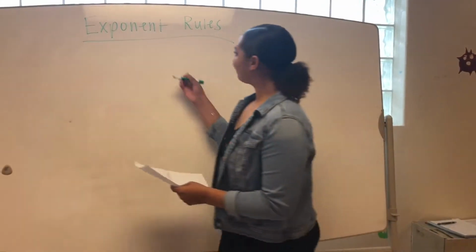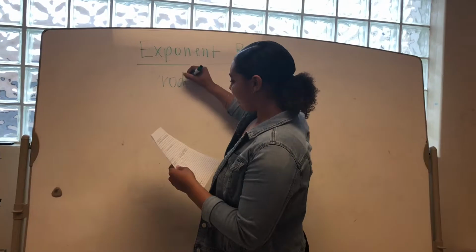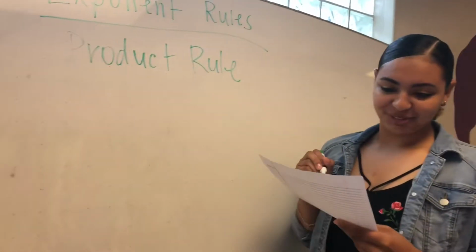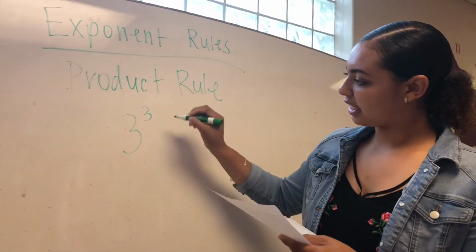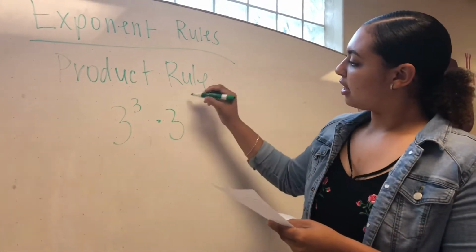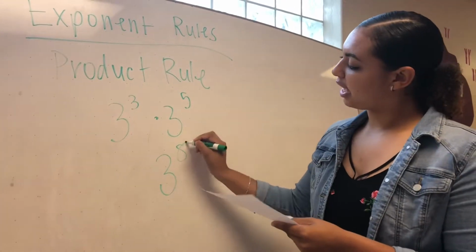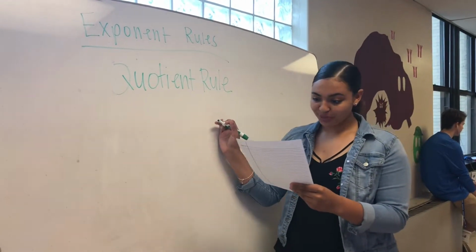Okay, the first exponent rule we're going to talk about is the product rule. And all you do with that is add the exponents. So you get 3 to the 8. The second exponent rule is the quotient rule.